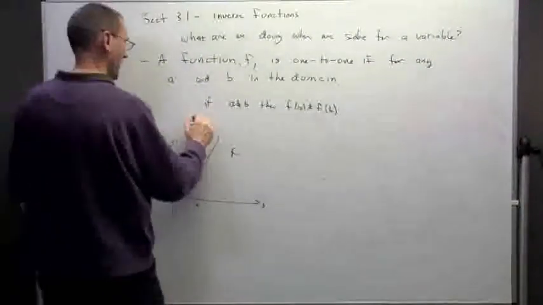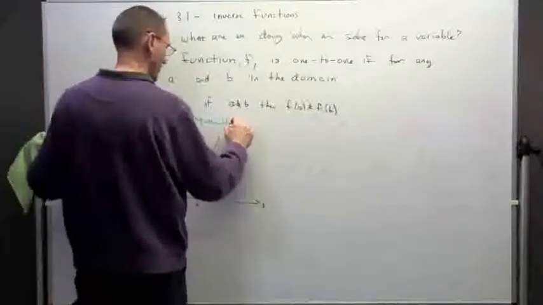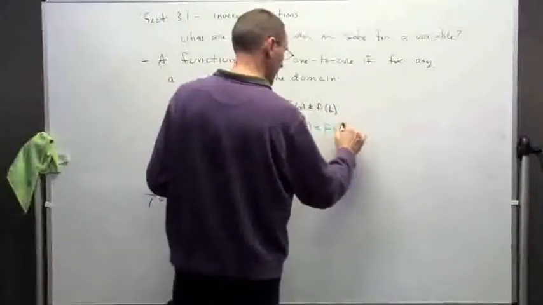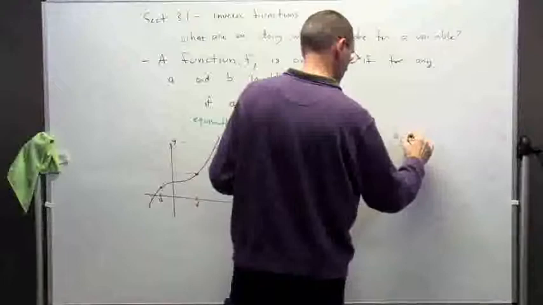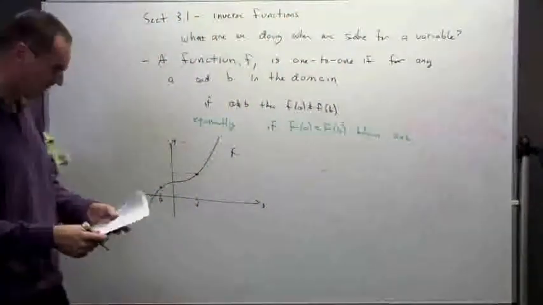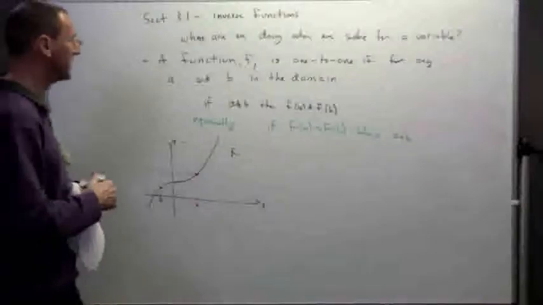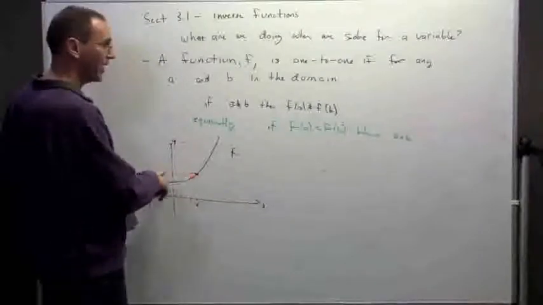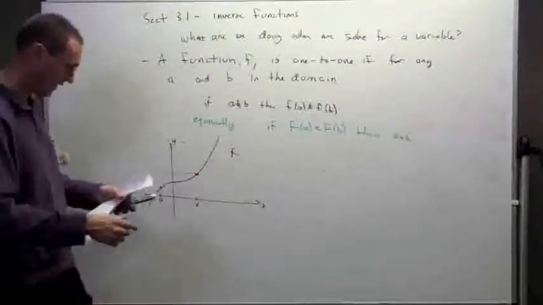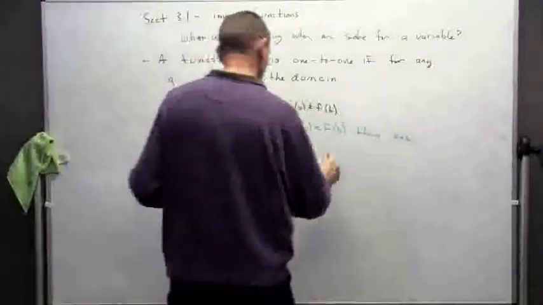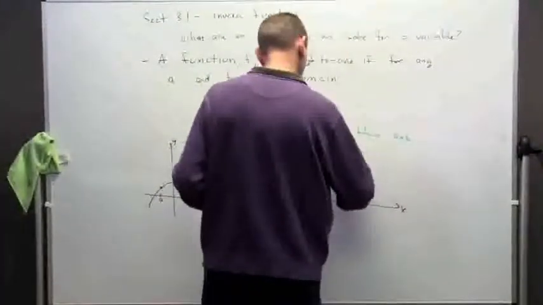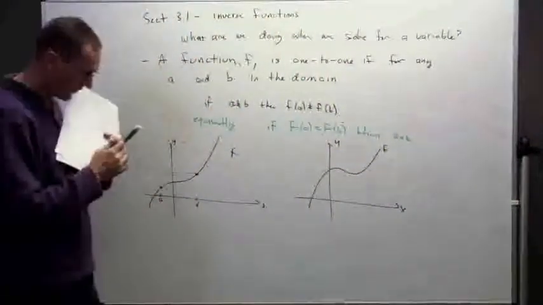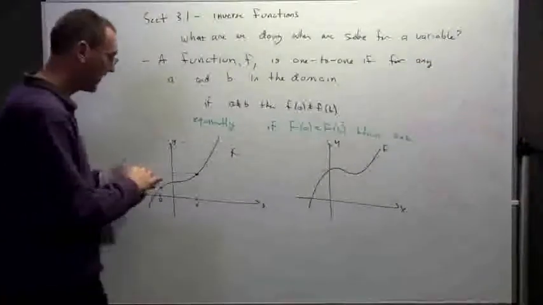The equivalent definition, we will say, if f of a equals f of b, then a equals b. Okay? So this is basically saying the same exact thing, but it's just starting with the height of the function rather than what's happening in the domain. Okay? So if I have something like this, this is not one-to-one, because I can find values of a and b.